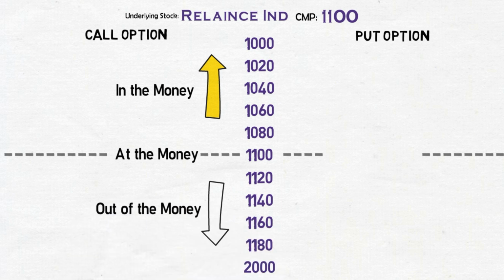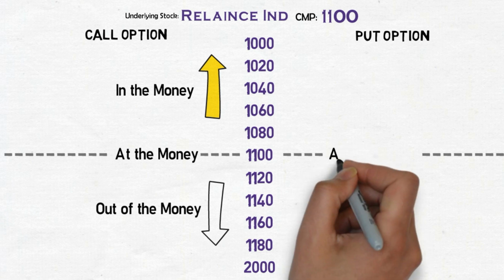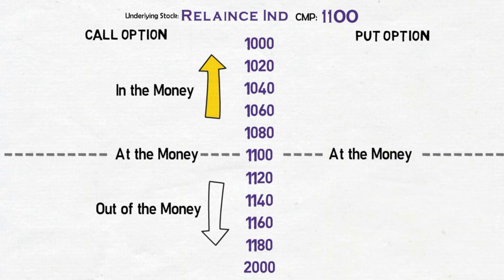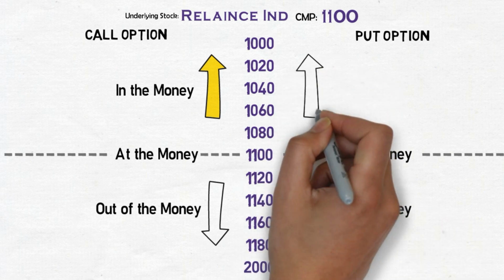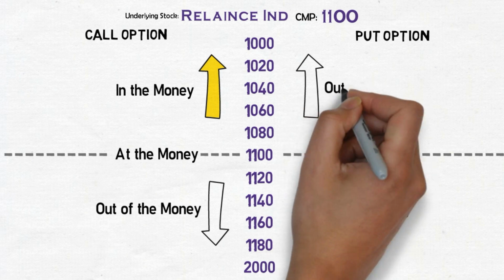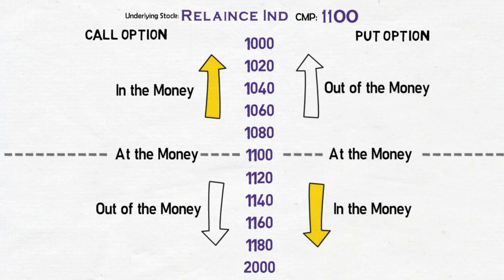Next, put options. No doubt, the 1100 strike price contract is at the money. Put options with strike prices of more than 1100 are called in the money, and contracts at strike prices of less than 1100 are called out of the money contracts. I hope you all are very clear with this. Next step. I think you may have heard of the option chain. Let us check the same Reliance status in this option chain.